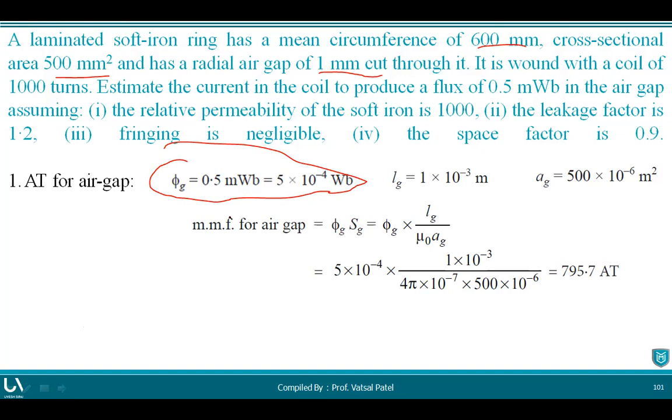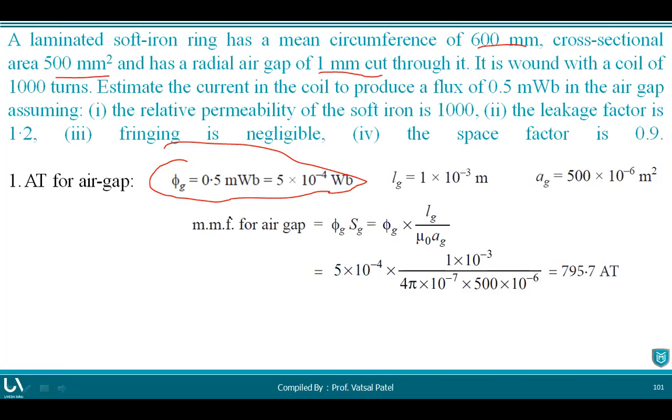The second thing given is the air gap length, which is 1 mm, so it is 1 into 10 raised to minus 3 meter. The cross-sectional area useful for the air gap is 500 into 10 raised to minus 6 meter square, because the parameter given in mm square has to be converted into meter square.